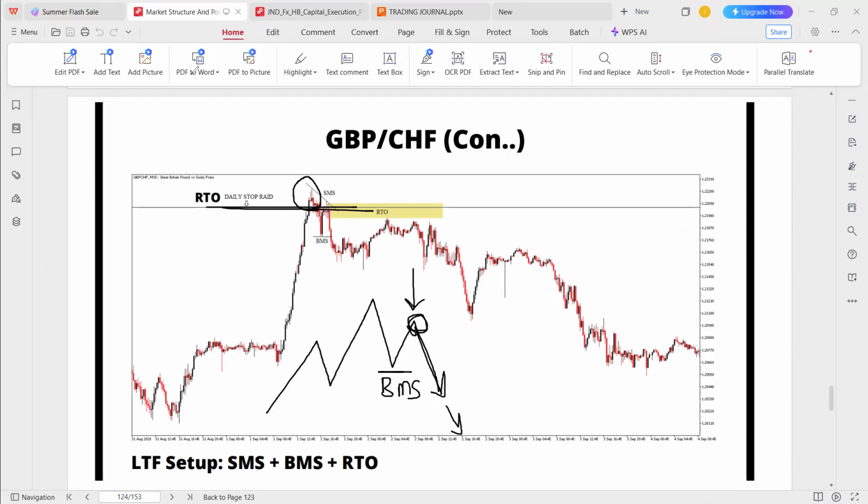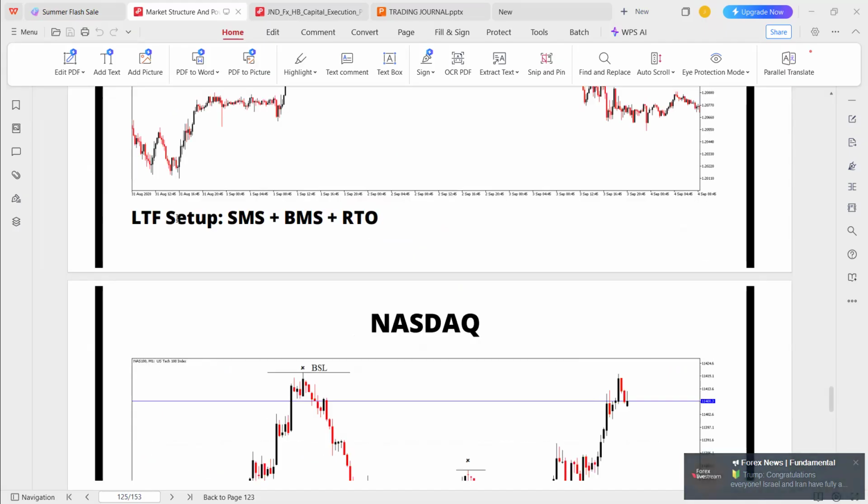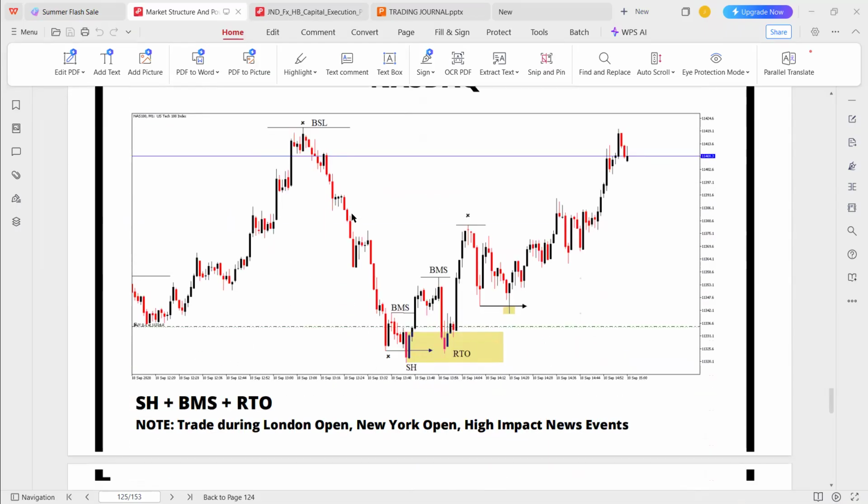All you are now waiting for is price to retrace either to the OTE or to the RTO, which is your order block, right? So if you get that retracement, sell limit, stop loss outside the range, you are targeting the last lows as your TP. So as you see here, price eventually came to those areas. Right, this is a lower time frame setup, SMS, break of market structure, RTO.